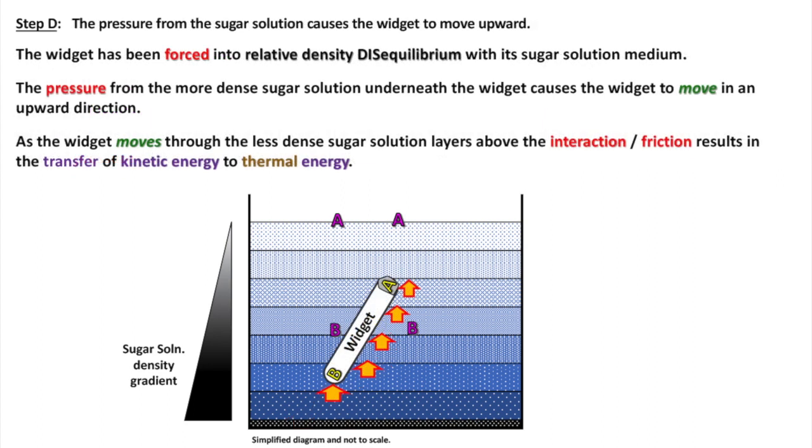Step D. The pressure from the sugar solution causes the widget to move upward. The widget has been forced into relative density disequilibrium with its sugar solution medium. The pressure from the more dense sugar solution underneath the widget causes the widget to move in an upward direction. As the widget moves through the less dense sugar solution layers above, the interaction friction results in the transfer of kinetic energy to thermal energy.